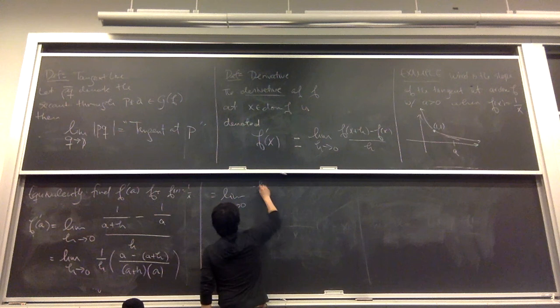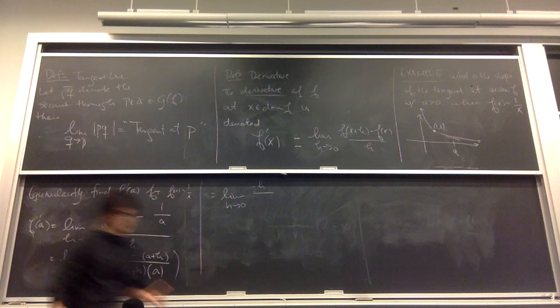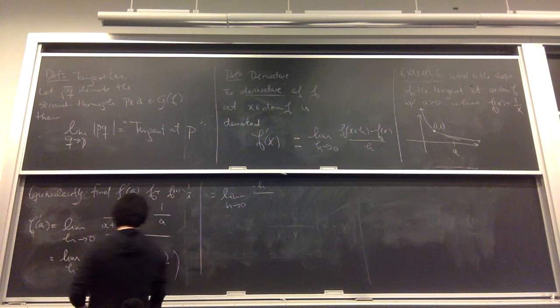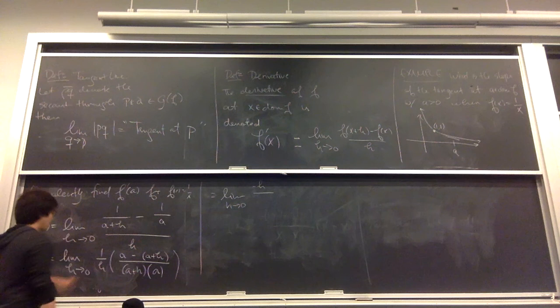On the bottom, what do you get? Did I screw up a sign? There should be some cancellation here. Have I made a mistake? No, I think that should be fine. No, this should be fine still. Okay, so we have a minus a, that's 0, that's minus h.